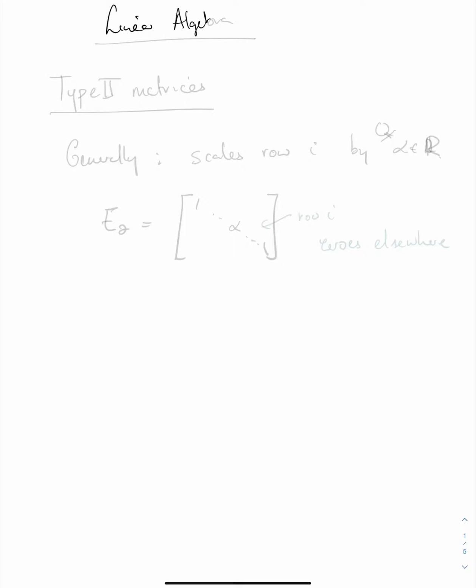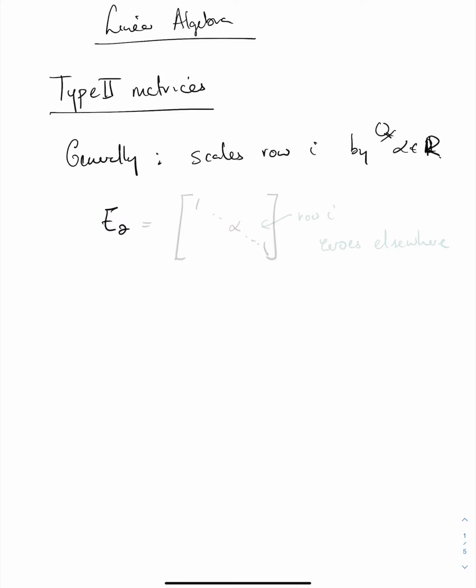Generally speaking, a type 2 matrix is one that scales a row by a scalar, a real number. And if we're going to scale row i in particular by some non-zero real number, then the type 2 elementary matrix that does this will look like so. It'll have ones down the diagonal, except there's going to be an alpha in row i. This matrix is 0 elsewhere.